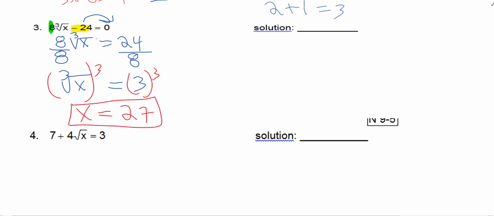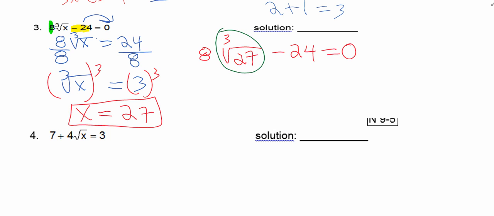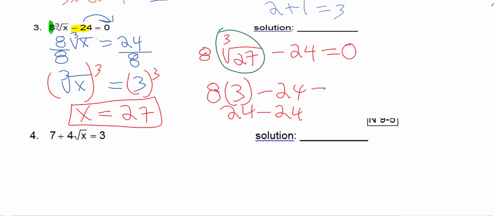So let's go ahead and test that solution out. 8 times the cube root of 27 minus 24, and that hopefully will equal 0. Of course, the cube root of 27 right here is 3, and 3 times 8 minus 24, you get 24, subtract 24, and that does in fact equal 0. So x equals 27 is our solution on this one.